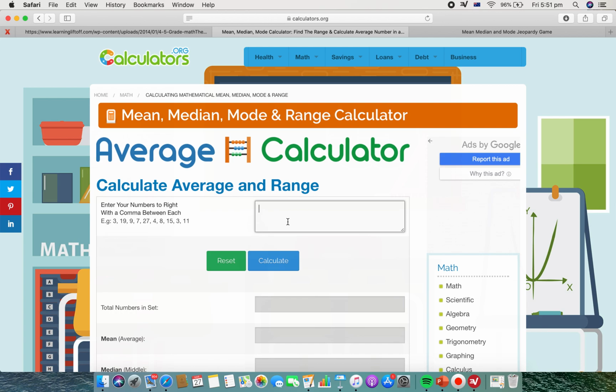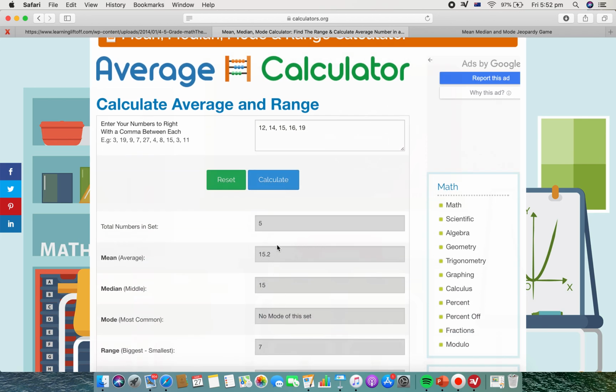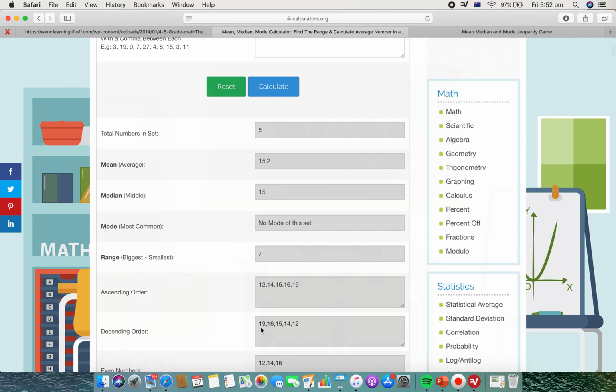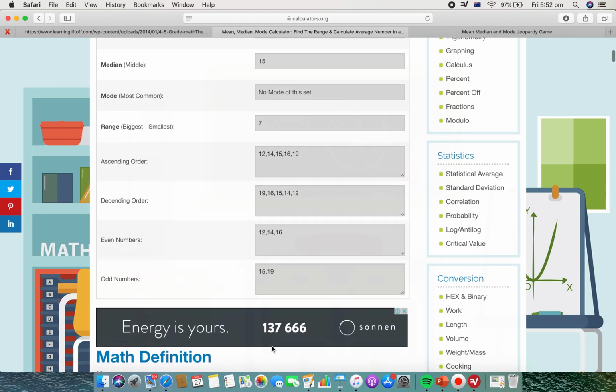So, for example, if we have, say, just different numbers here. Type in all of these. Okay, now calculate. So if we calculate, we can actually check this. Median is 15. Mode, no mode, total number 5. Mean 15.2. Range 7. Ascending order, descending order, even numbers, odd numbers. So it's really cool.